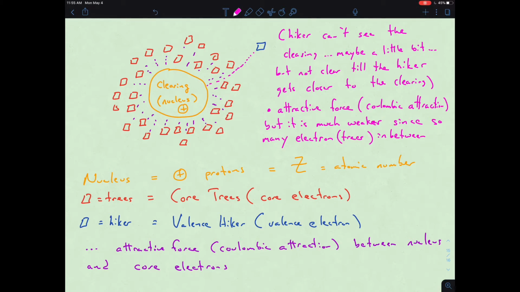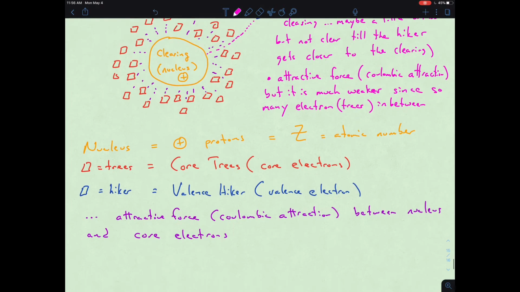If you are way out, in terms of very distant and now in the valence shell of electrons, well, there's a lot of stuff that's in the way, right? There's all these core electrons that are in the way. And the core electrons are hiding the full positive charge that the nucleus actually has.